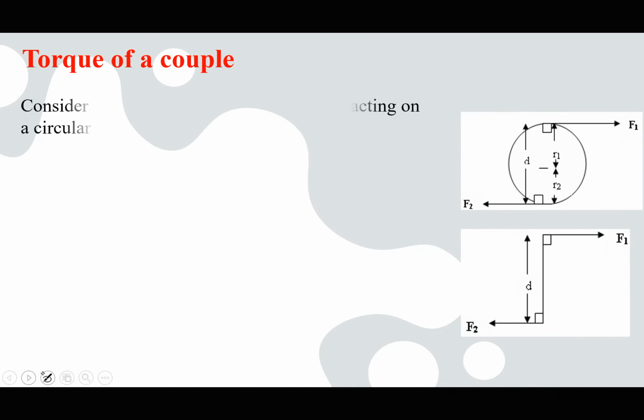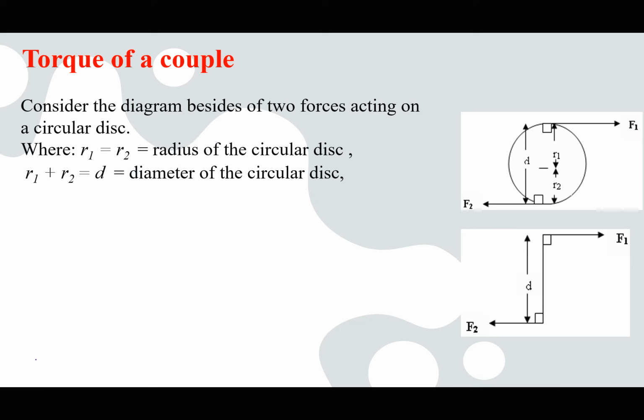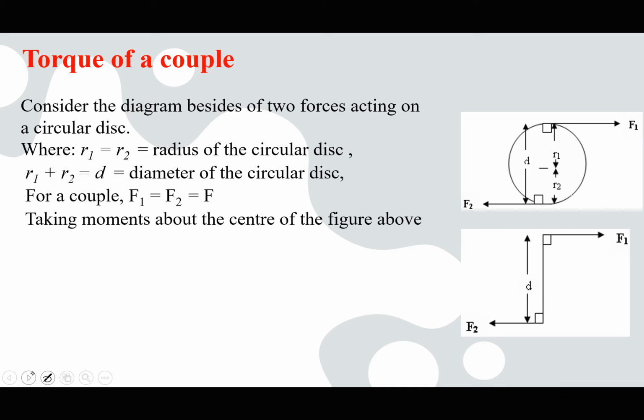So we are going to consider the two diagrams beside. Consider the diagram of a set of two forces acting on a circular disc. It could be a steering wheel. So we have two forces, F1 and F2. Let's begin by thinking that maybe F1 and F2 are equal but opposite, so they constitute a couple. And if R1 and R2 are distances from the center, then they constitute the radii, or the radius of the disc. But remember, R1 plus R2 is going to be the diameter, which is going to be D. The diameter is going to be R1 plus R2, and F1 and F2 should be equal to just F, because they are going to constitute a couple.